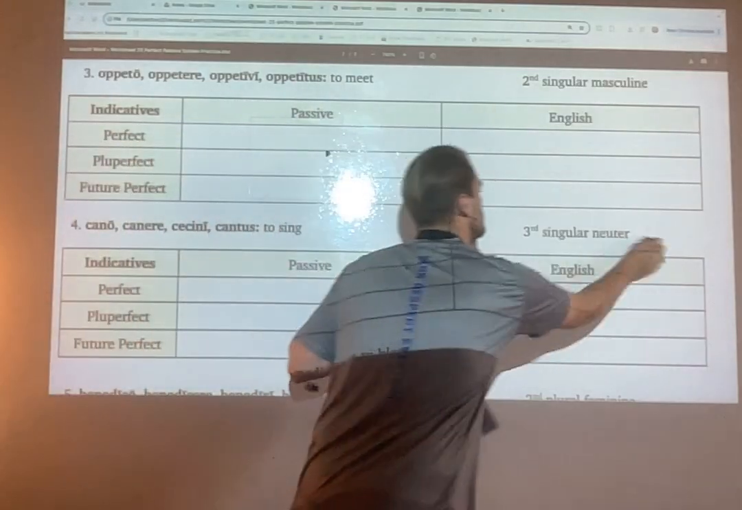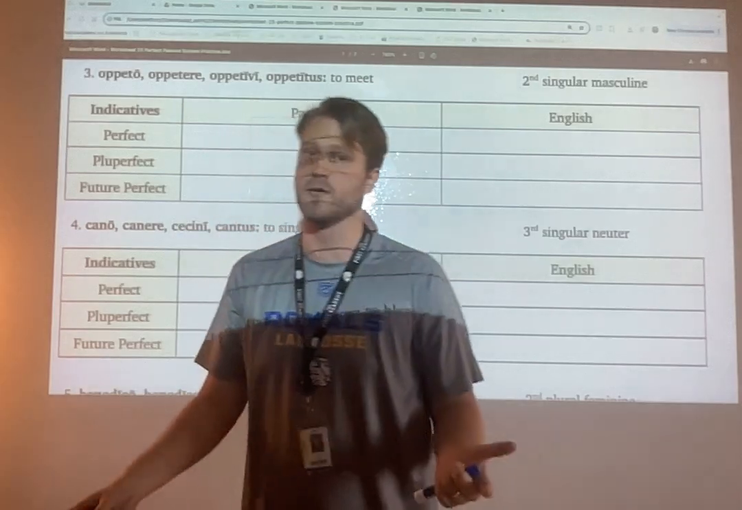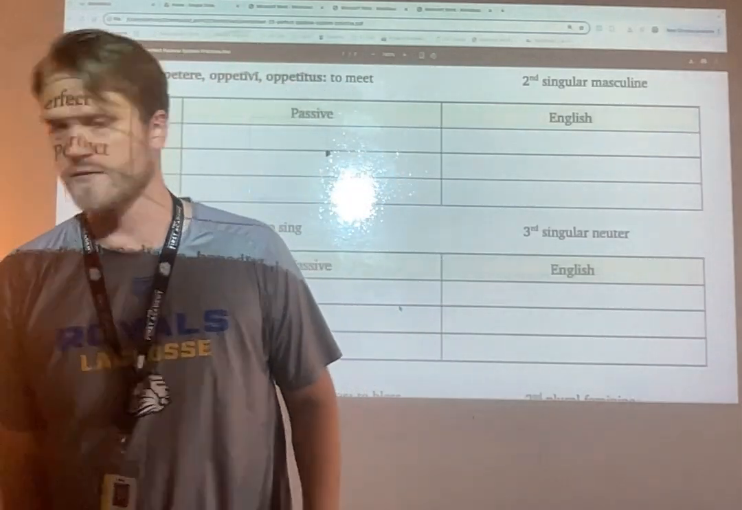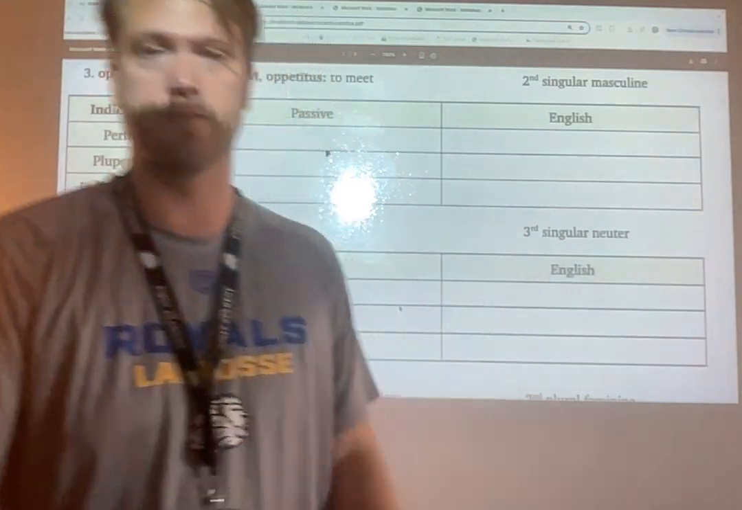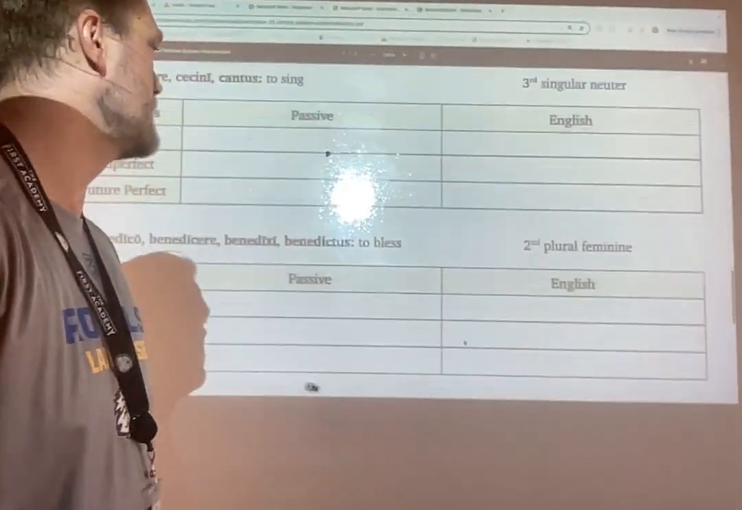Oh my gosh. Make sure, by the way, that you don't forget how to translate other tenses. Don't forget how to translate the present or the imperfect or the future, active, passive, whatever, okay? Because that's obviously something you can't forget.